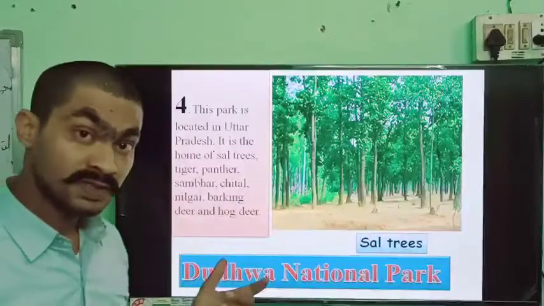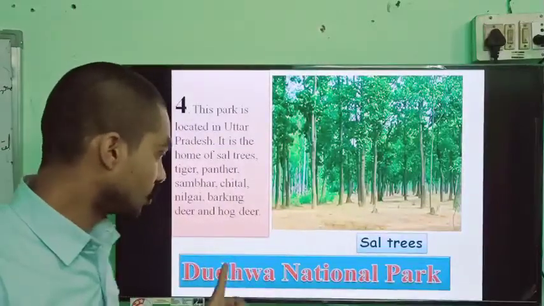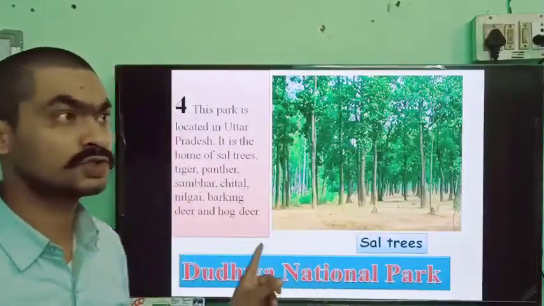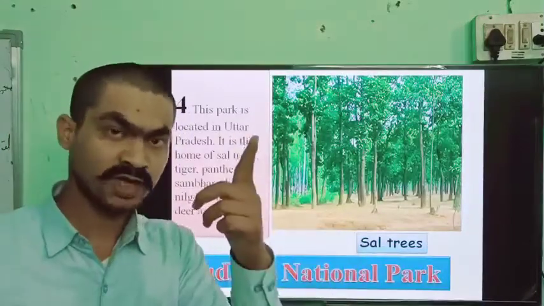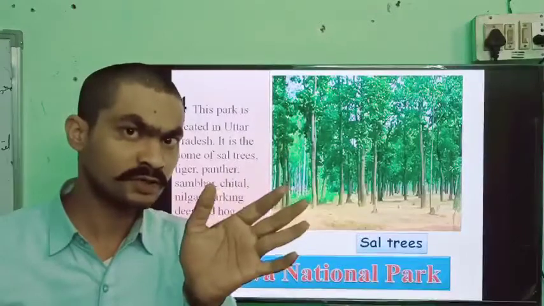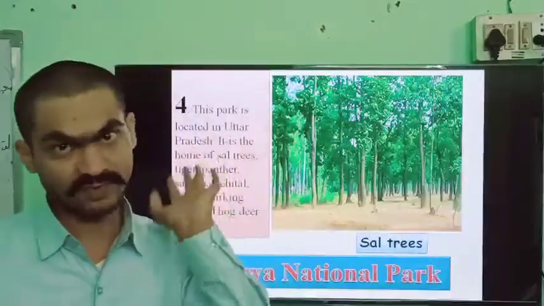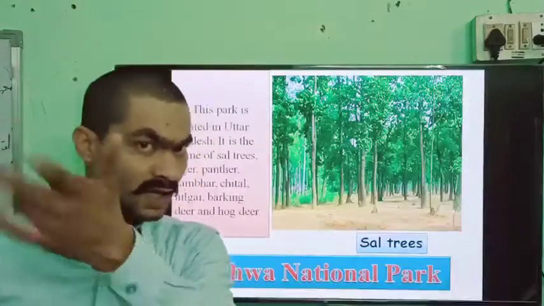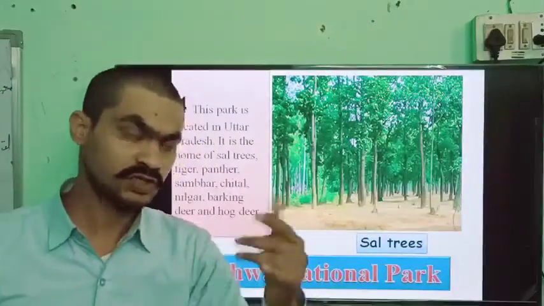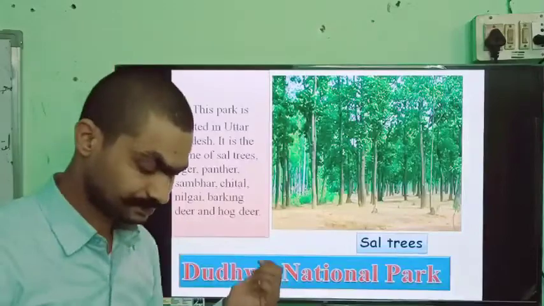It is in Uttar Pradesh, so we must know. So it is Dudhwa National Park. It is in the district Lakhimpur Kheri. When you go straight by National Highway 28, around 300 kilometers you have to travel, then you will find that Dudhwa National Park. Or if you go by the train, another route, you will find it after Bahraich.